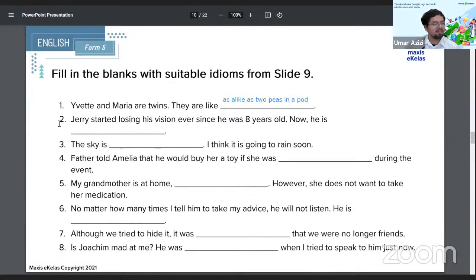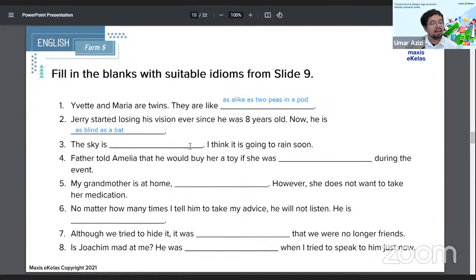Number 2, Jerry started losing his vision ever since he was 8 years old. Now he is, Aina answers as blind as a bat. Quick, good job. As blind as a bat. All right.